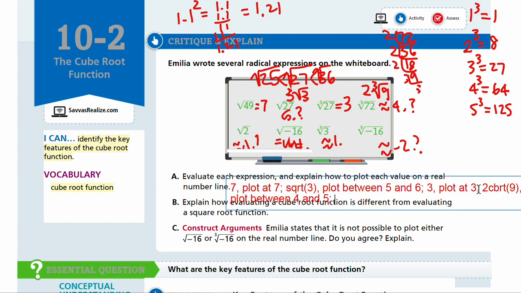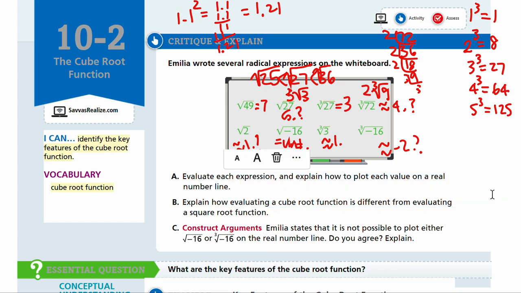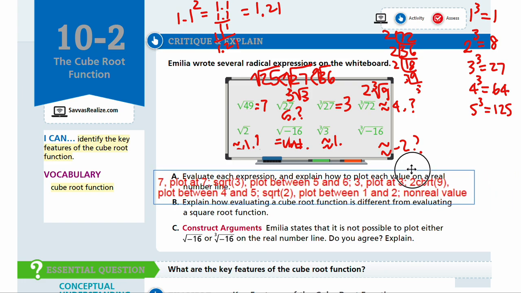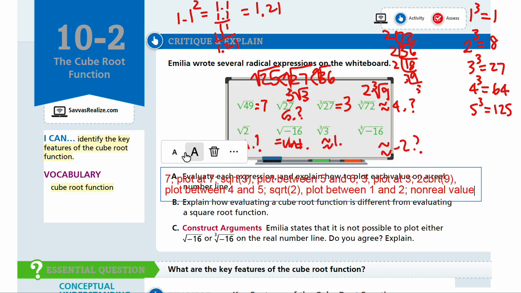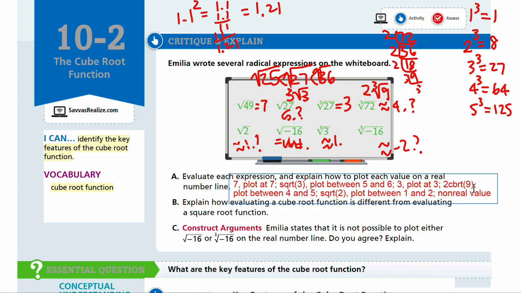And then the next one, square root 2, which is between 1 and 2. And then the next one, undefined, or you can say it's a non-real value, so you can't plot it. It cannot be plotted.